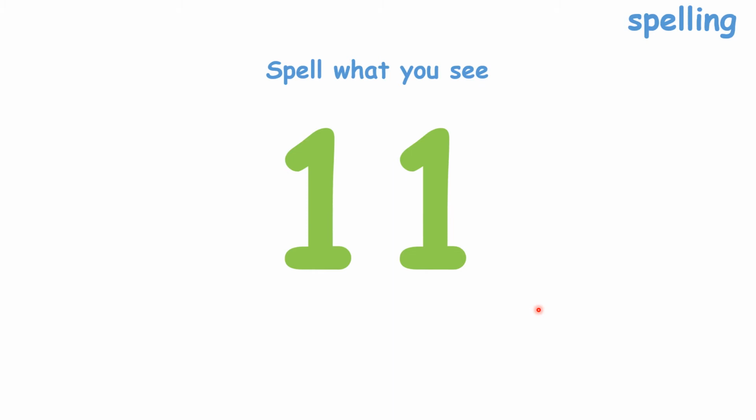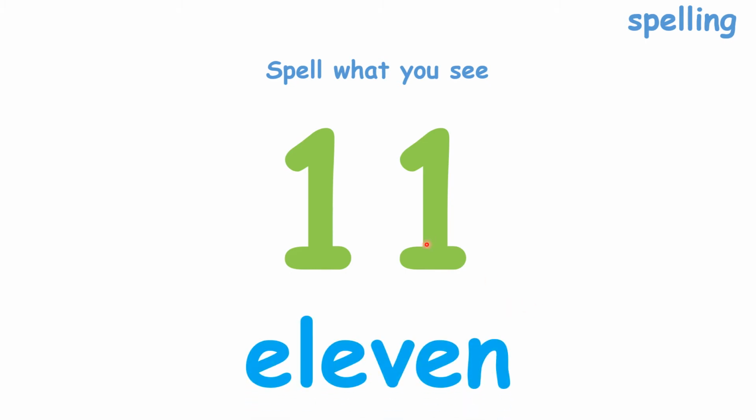And we will count you down. 5, 4, 3, 2, 1. It's gone. How to spell 11? Do you remember? The first letter is E. 11. E-L-E, what is it? 3, 2, 1, 11. E-L-E-V-E-N. 11. Okay, let's try another number.